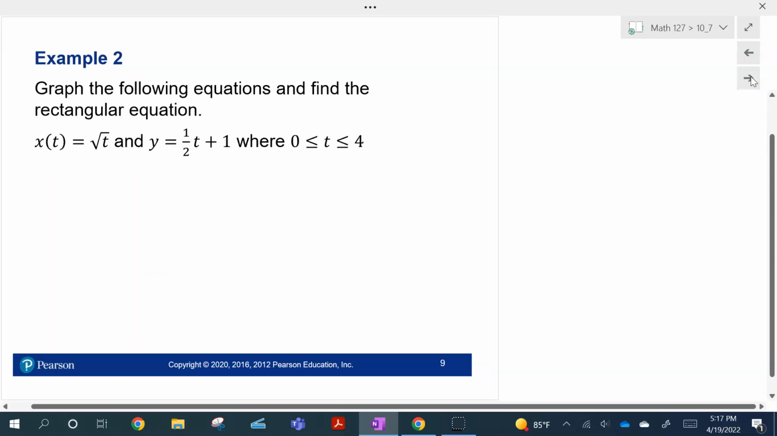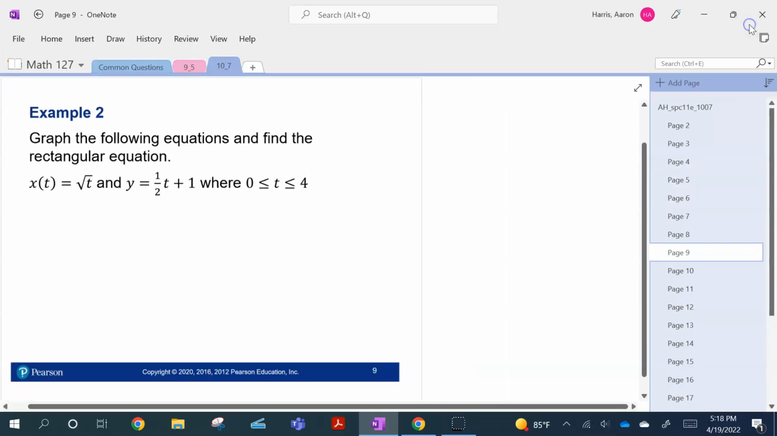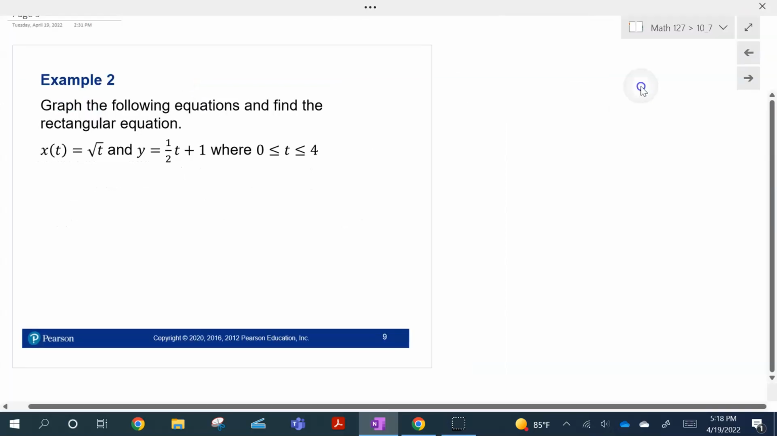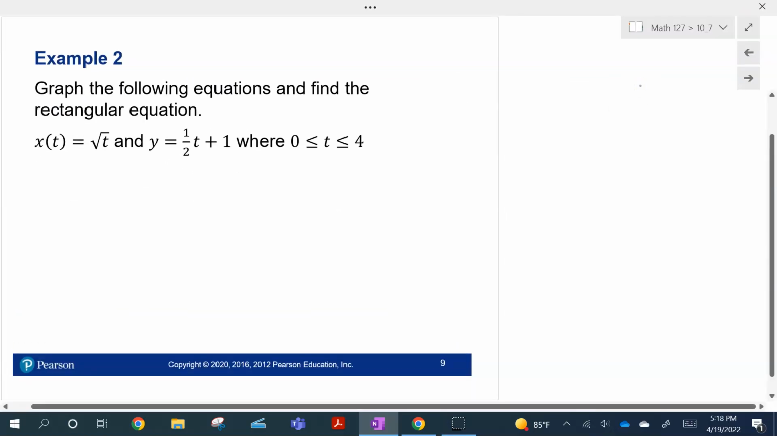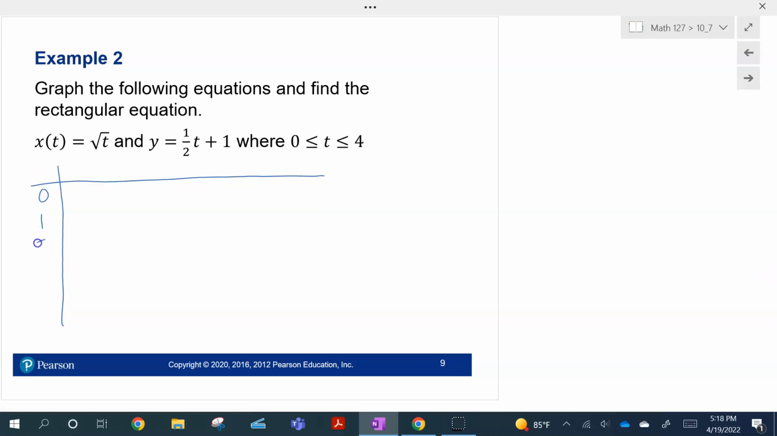Alright, here we go. Example 2. Let's graph the following equations and find the rectangular equation again for this one. Notice t goes from 0 to 4. So let's go 0, 1, 2, 3, 4. That's our t input. And notice x of t is root t, y of t is 1/2 t plus 1, and that'll spit out our x, y that we can then plot the points.